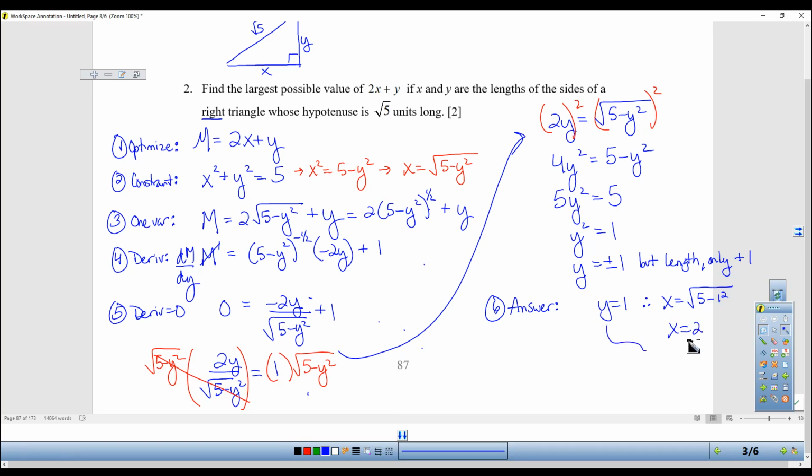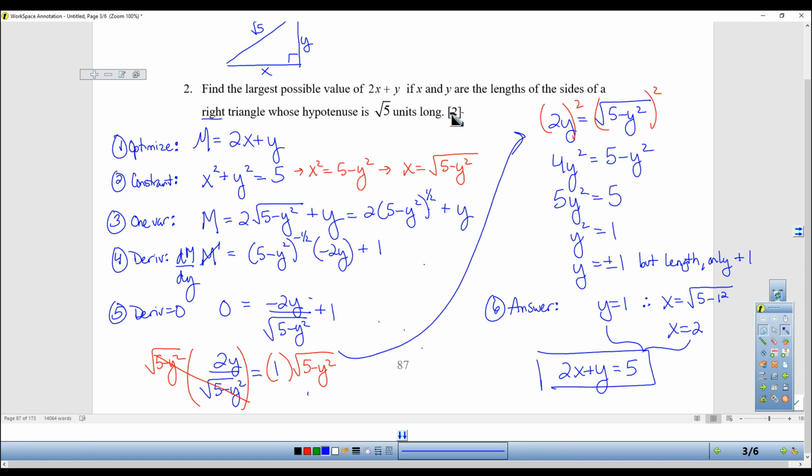But that's not the answer. They want to know what 2x plus y will be. So 2x plus y is 5. And it's just units, so I don't need units. What is the largest possible value of 2x plus y?